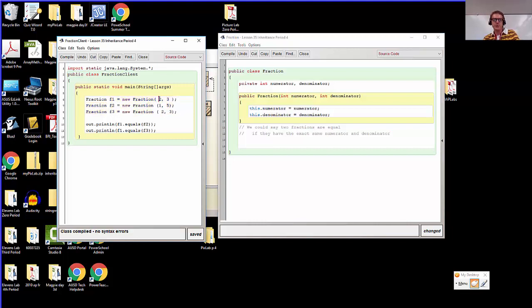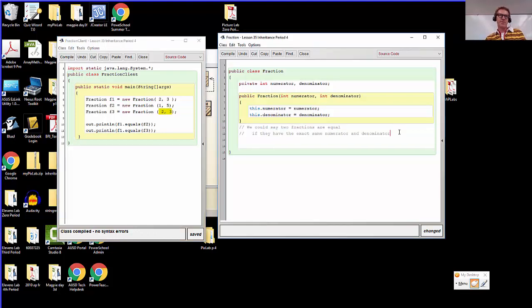So I've got three fractions over here in my tester. The first one is 2/3, right? Two numerator, three denominator. The second one's 1/5, and the third one's also 2/3. So hopefully we'll write some code that tells us fraction 1 and 3 are equal, and fraction 1 and 2 are not equal, and so on. Okay, so here's how we set it up.